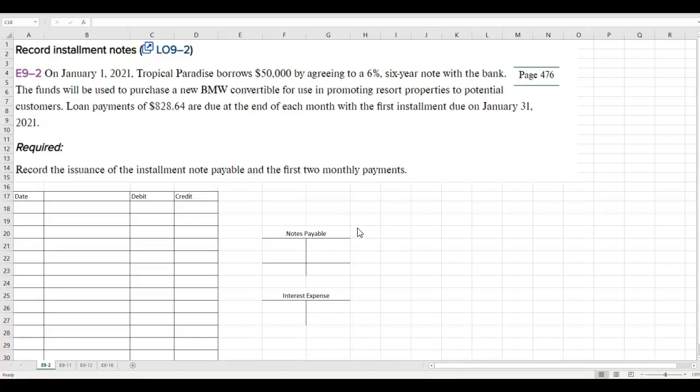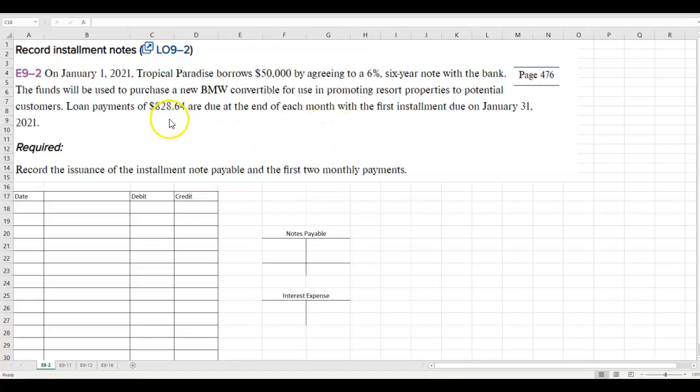So the first one is exercise 9-2 from your textbook, and this is about recording installment notes. So this company, on January 1st, and of course most companies don't purchase things on January 1st, but this just makes it a little easier to understand. They borrow $50,000 by agreeing to a 6% 6-year note with the bank. They're going to use this cash to purchase a new BMW convertible. There's a distinction there. They didn't borrow the money directly for the vehicle. They got the cash and then purchased the vehicle.